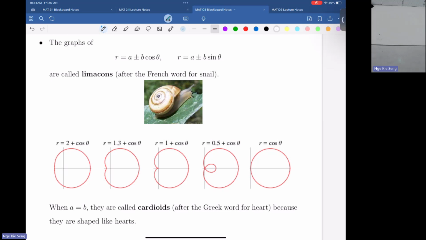So in general, they think that this looks like a snail. Hopefully you think the same. When a equals b, there's another name. They call it a cardioid. It looks like a heart. So this is the general picture you can get if you play around with these two parameters, a and b. So far, any question? This shape here is quite important.